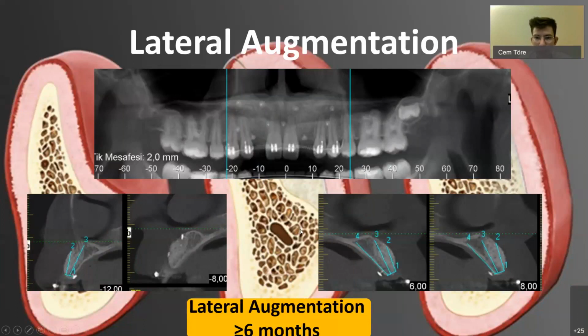Look at it after 6 months, and this is what we see. The tomography slices we have seen in the beginning, bone in every direction.